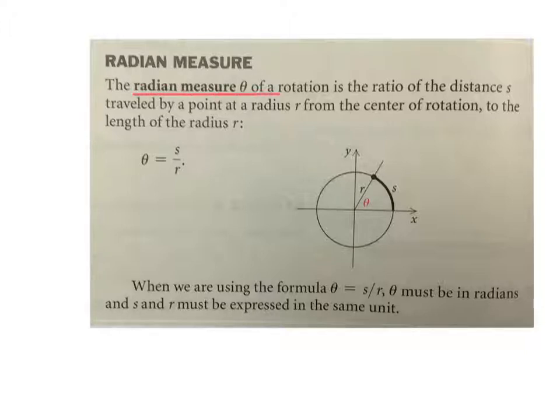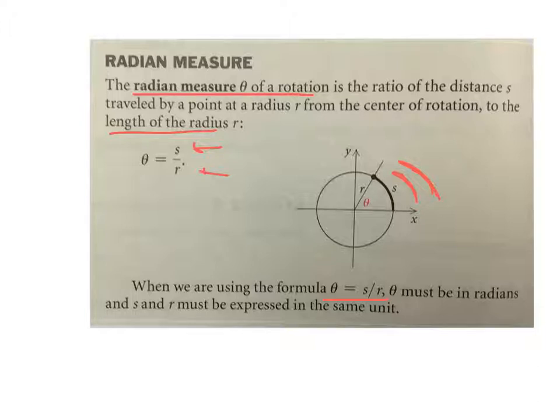A radian measure of a rotation is the ratio or fraction of the distance, s, traveled by the point, which is the arc length, by a point at a radius r from the center of rotation to the length of the radius. So basically the radian measure of a rotation around a circle is the distance traveled by that point, which is s, the arc length, over the radius, which is r. When we're using this formula, theta equals s over r, we must be in radians. So when you see theta equals s over r, we're in radians automatically.